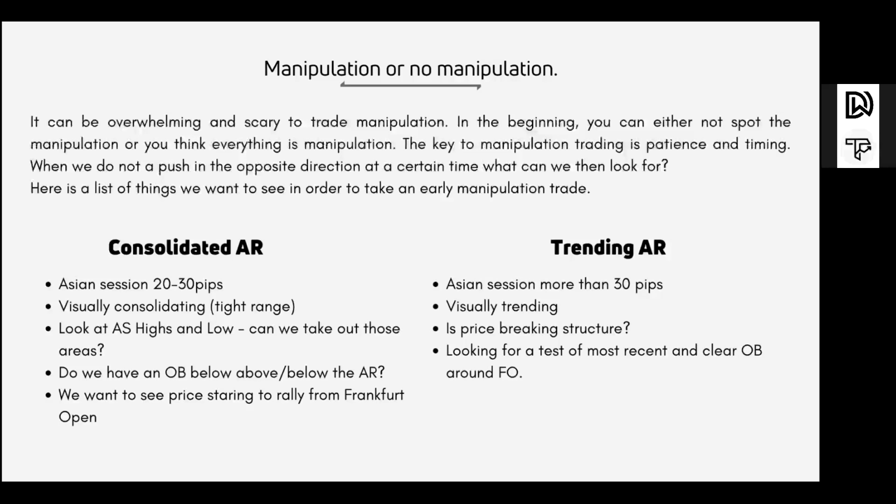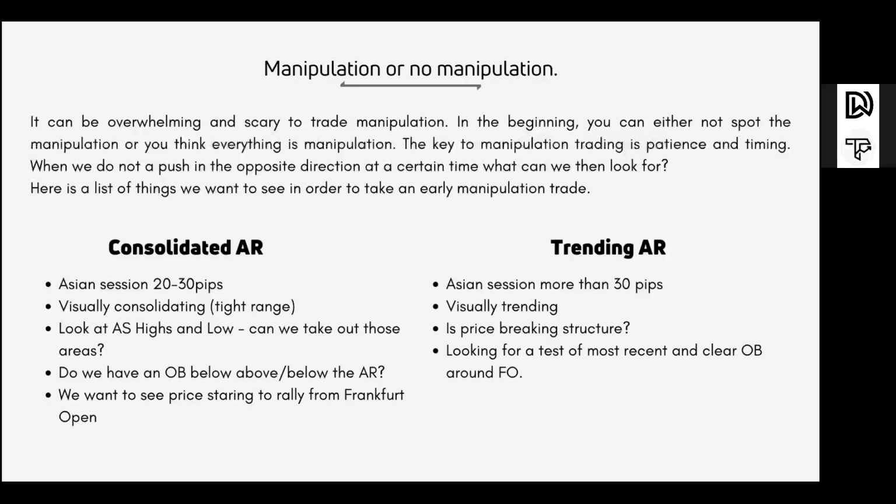And when we do not push in the opposite direction at a certain time, what can we then look for? If we're not seeing that opposite direction push into an OB, a strike zone, what then can we look for? How can we then frame a setup? So here is the list of things we want to see in order to take an early manipulation trade. So basically London Open or New York Open.